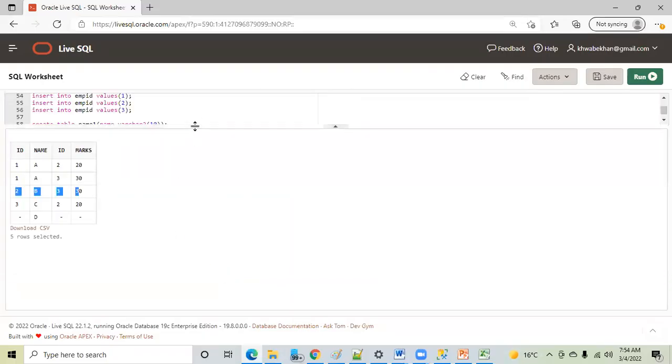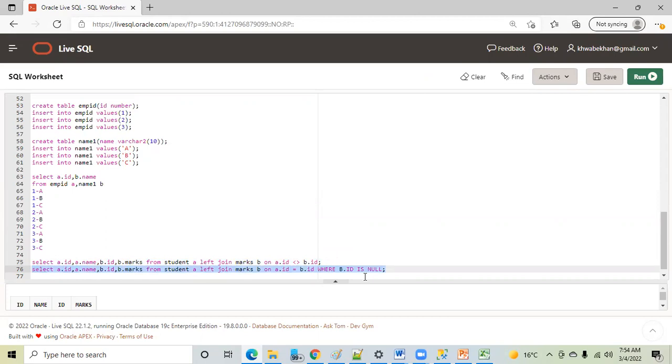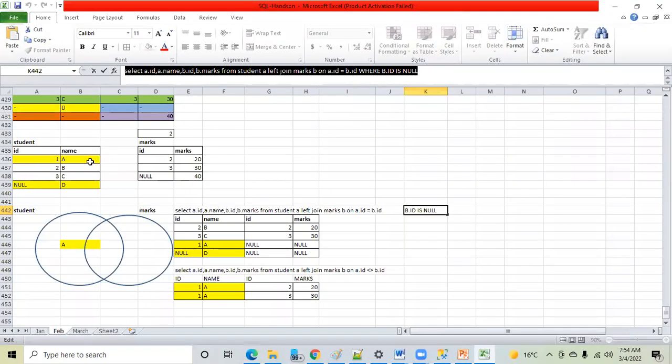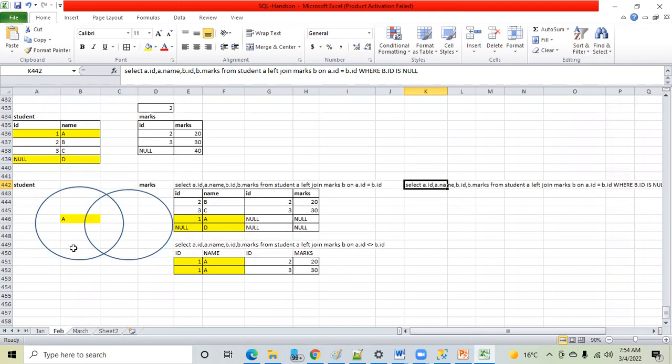I'm not sure if you guys are understanding or not. Please ask questions if it is not clear. 1A null D. Can you please check if this is what you're expecting? We got the output. Hope this is clear to everyone. Very good.